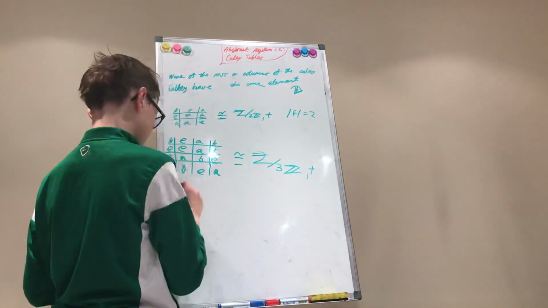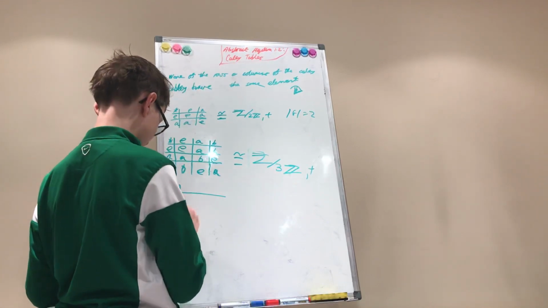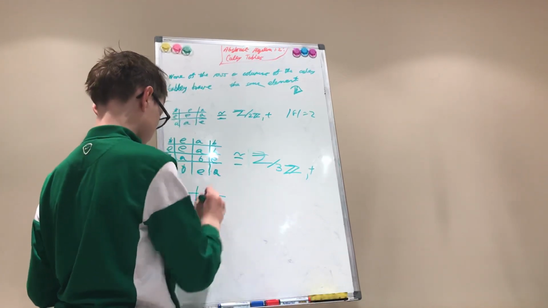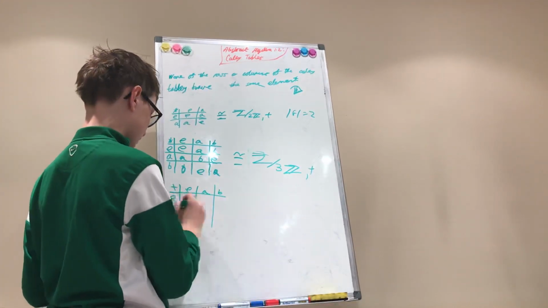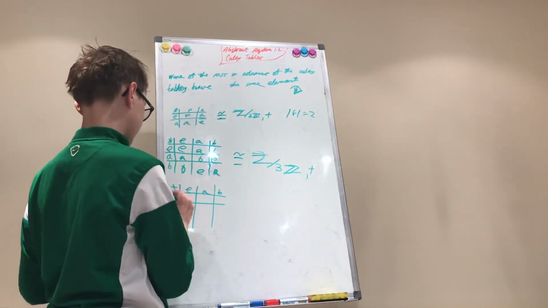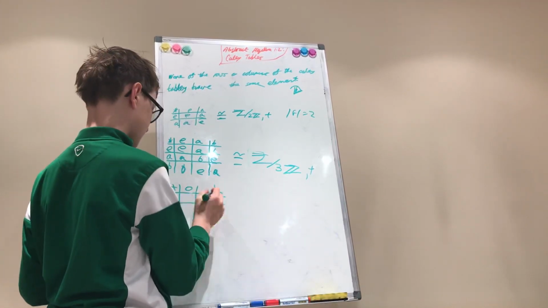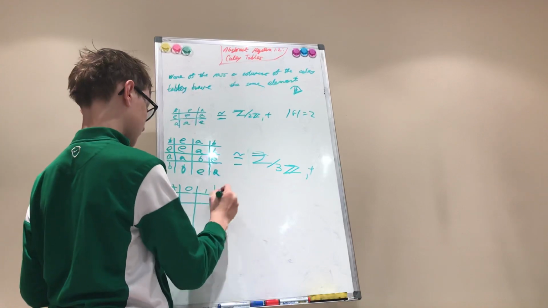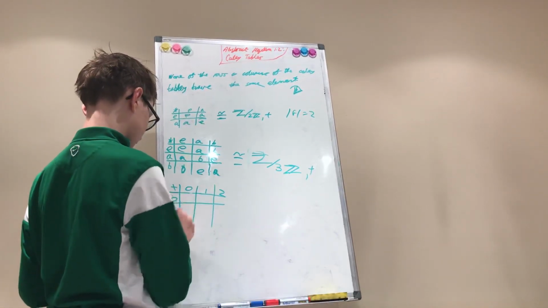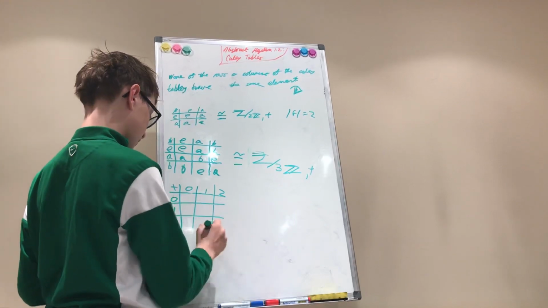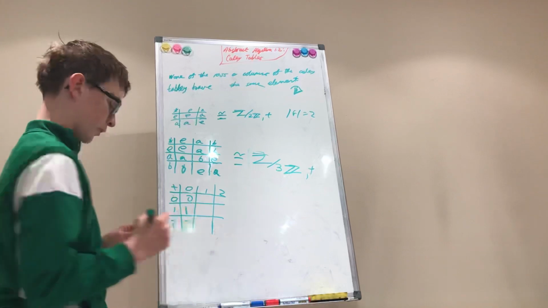Okay, if we draw out the Cayley table for this: E, A, B, E, A, B. Oh, what am I doing? 0, 1, 2 is what I meant. But I'm dumb. 0, 1, 2. Okay, 0 plus 0 is 0, 0 plus 1 is 1, 0 plus 2 is 2.